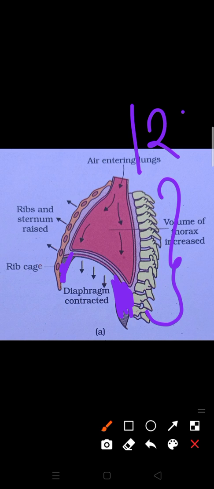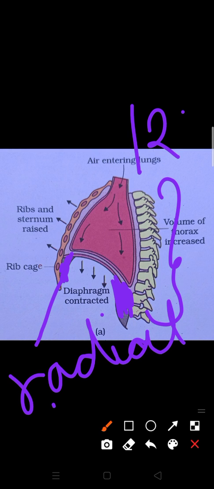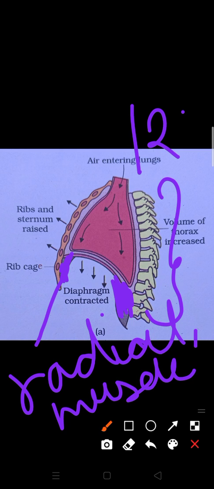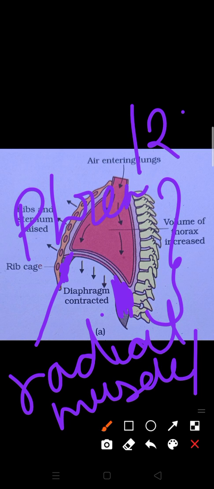The muscles which are attached with this diaphragm are known as the radial muscles. Children, these muscles are very useful, please learn it. Radial muscles, and another name I can use for them is phrenic muscles. These muscles are attached with the diaphragm. The second muscles, as I told you, are intercostal muscles, the external intercostal muscles. Both muscles are very important for the process of breathing.